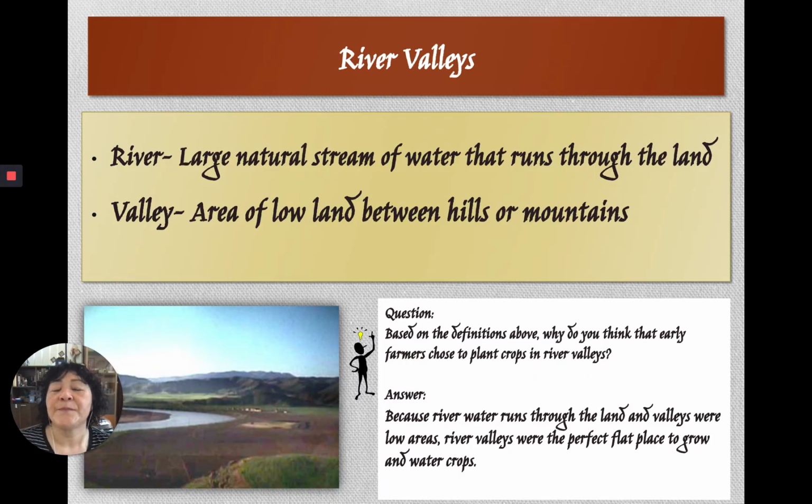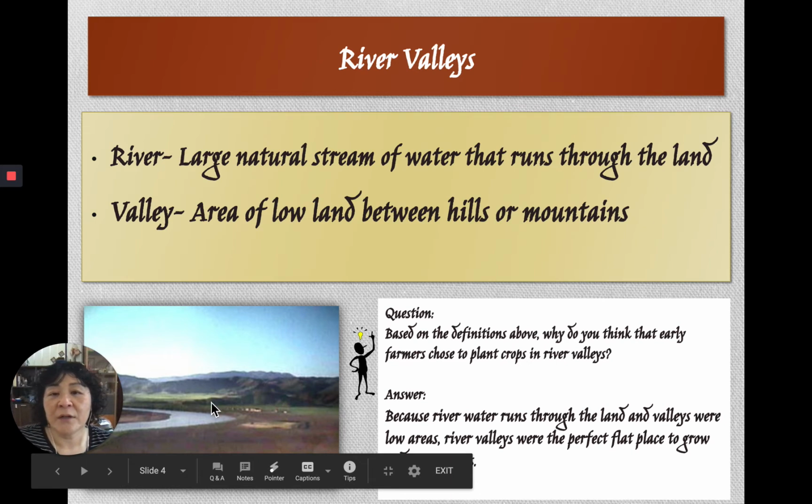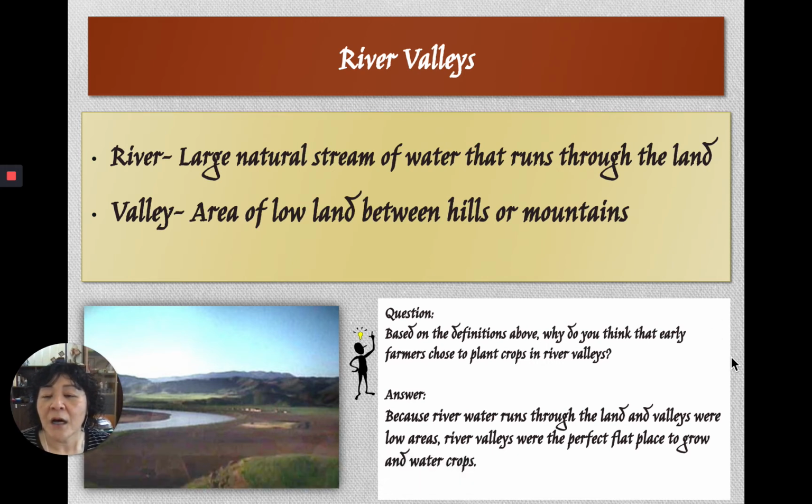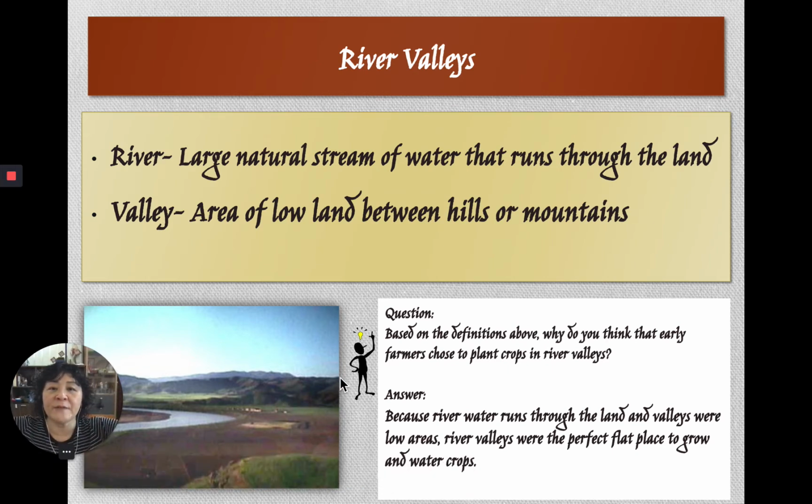River valleys. So here's the definition. A river is a large natural stream of water that runs through the land. So as you can see in that picture right here, this is an illustration or a picture of a river. A valley, though, is an area of low land between hills or mountains. I wouldn't say this is the best picture of a river valley. What you'd probably see more of is mountains and then the river kind of going through. So a river valley is, there's a valley, it's kind of this shape, and then there's a river that goes through.